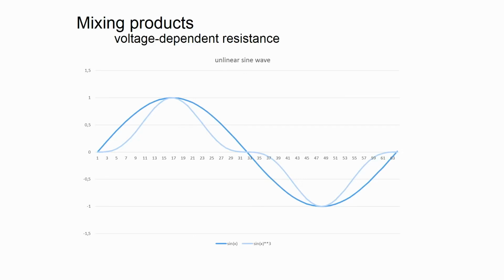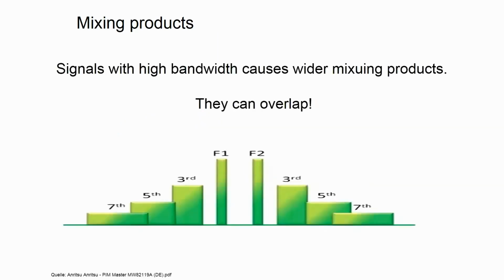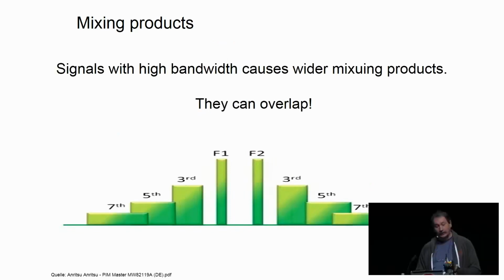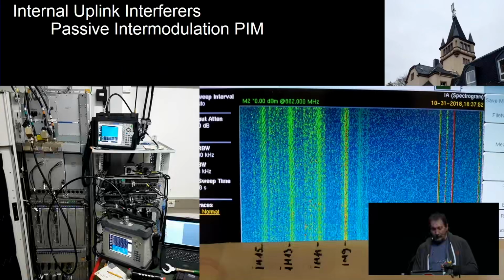It modulates new waves, basically, and makes mixing products. And you can calculate them. We have a third order, fifth order, etc. Then they can also overlap. If our LTE signal is 20 megahertz broad, then these mixing products are also quite broad.